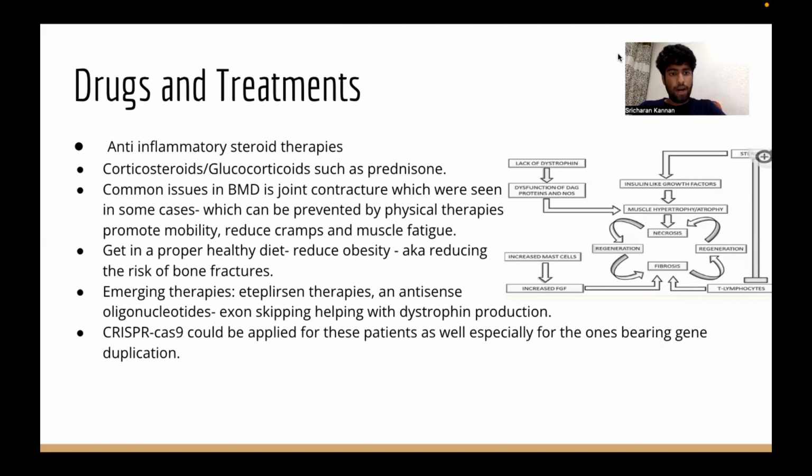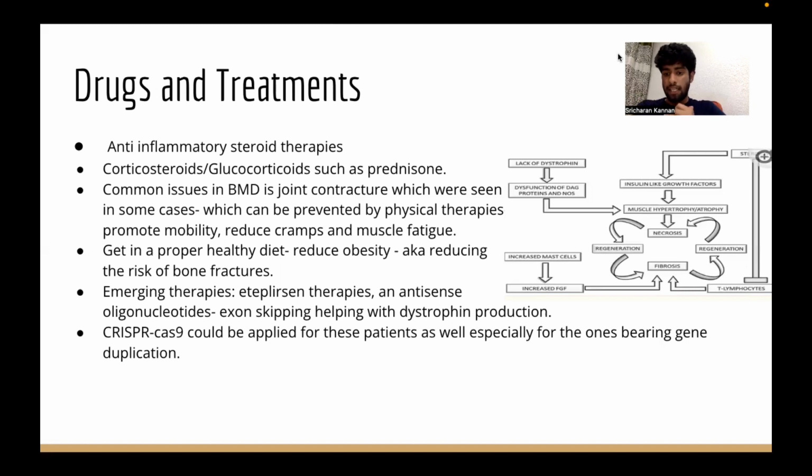The next common issue in BMD is joint contracture, which was seen in some cases and could be prevented through physical therapies, which help promote mobility, help you move, and also reduce cramps and muscle fatigue.